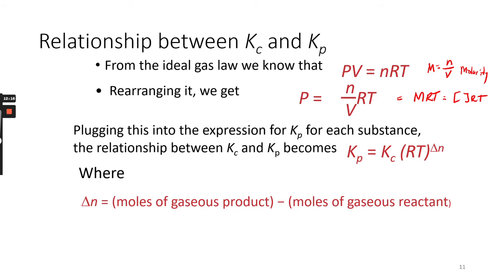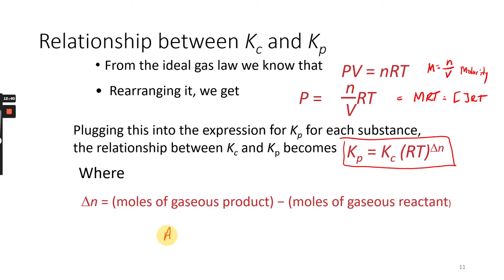So by plugging this into the expression for Kp and doing a bunch of algebra, which it actually shows you in your textbooks if you're interested in seeing how it's derived, we get this expression here: the equilibrium constant in terms of pressure is equal to the concentration equilibrium constant, times RT raised to the delta n. And what is delta n? This is the moles of your gaseous product minus the moles of your gaseous reactant.